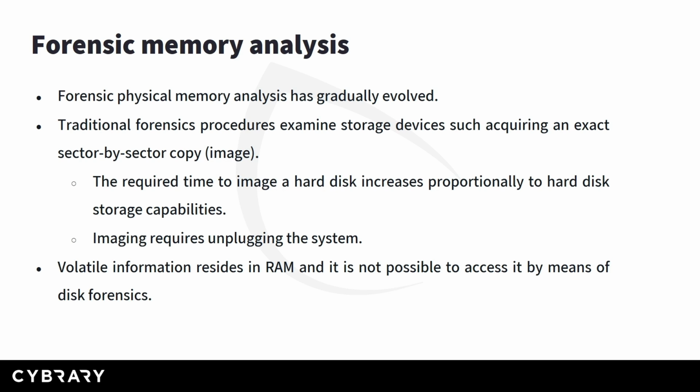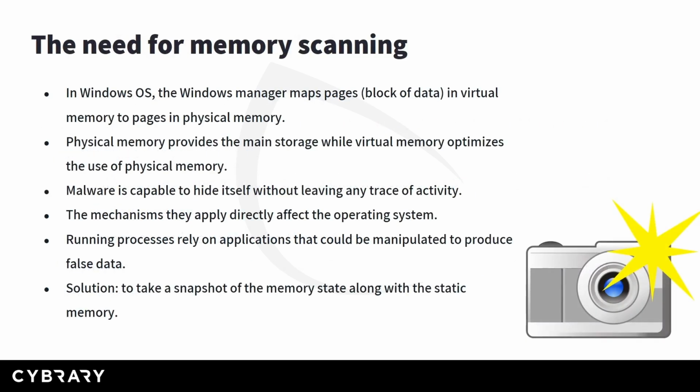A differentiation in memory definition should be noted. In the Windows operating system, the Windows memory manager maps pages in virtual memory to pages in physical memory. This means that the data can temporarily reside in virtual memory and afterwards be allocated at a specified address in memory. That is, physical memory provides the main storage while virtual memory optimizes the use of physical memory.